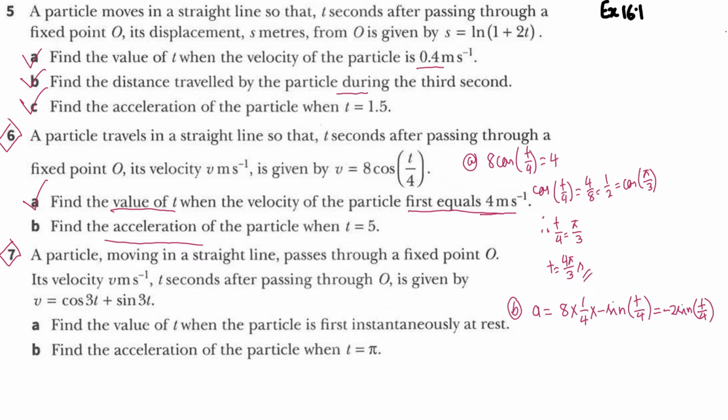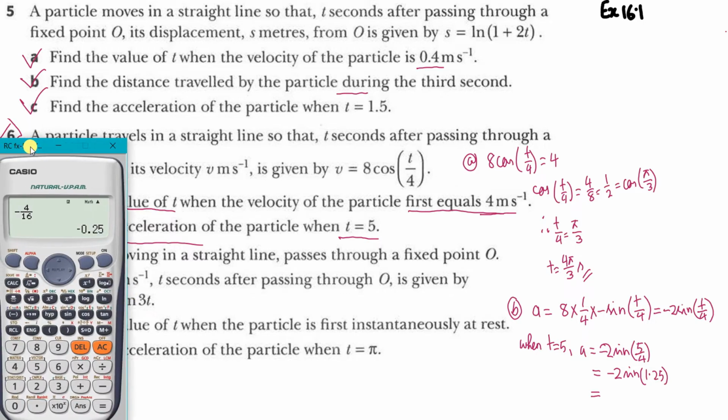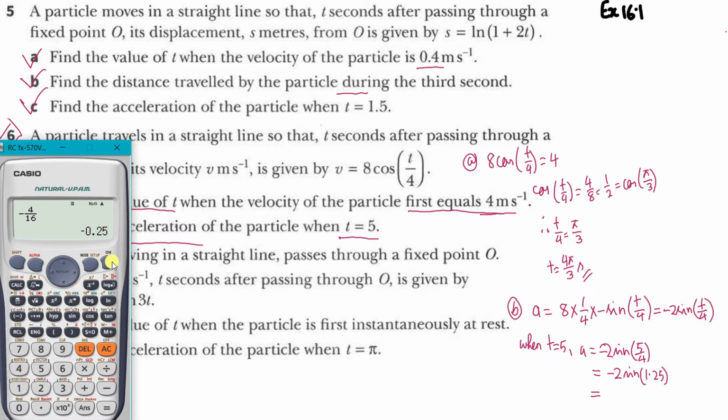That is our expression of the acceleration. It is written here: acceleration when t equals 5. So when t equals 5, the acceleration is minus 2 sine 5/4, and 5/4 means 1.25. Let me use the calculator, and definitely we need to keep our calculator in radian measure, otherwise you would not get the correct answer.